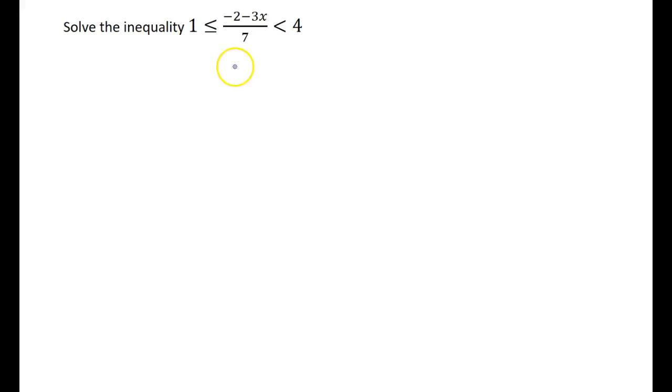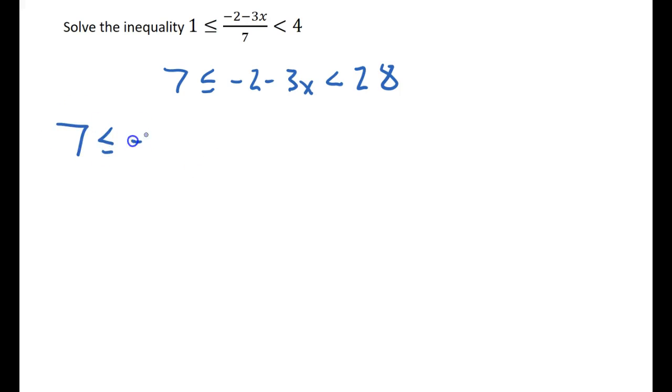One more example. This is another double inequality, and before I split it up, I'm going to multiply everything by 7. So I'm going to get 7 less than or equal to -2 minus 3x less than 28. So I got rid of that denominator in one step. Now we'll split it up. 7 less than or equal to -2 minus 3x, and -2 minus 3x less than 28. Okay, I'm going to add 2 to both sides.